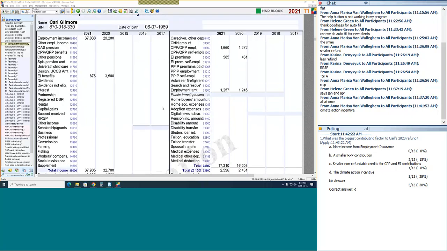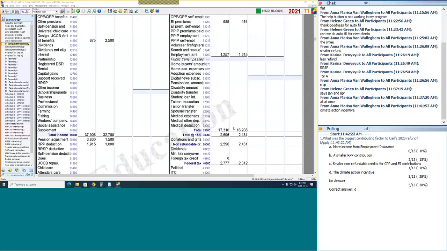CPP and EI, I want you to remember, will never ever factor into your refund because your employer knows what they are. They've already factored it in. So they're going to go up and down every year based on your income. The goal of your employer is to have you owe zero tax and have zero refund. So CPP and EI will never explain why someone has a large refund or a small refund unless it's an overpayment. If it's an overpayment, it may be relevant, but he doesn't have an overpayment.